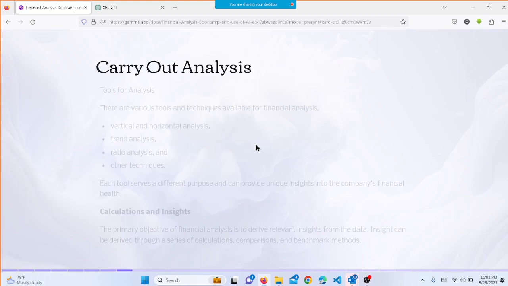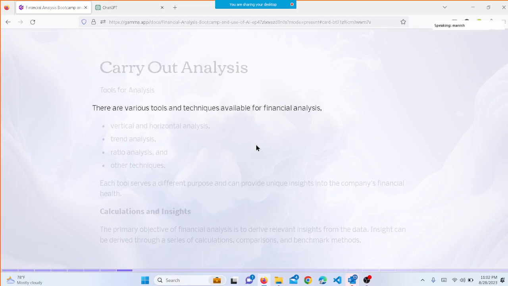Then the third step is carrying out the analysis. There are different tools that we discussed. We will discuss these tools together when we are going through the financial statements, using a couple of scenarios. I will showcase some of these tools using Excel and also using AI.